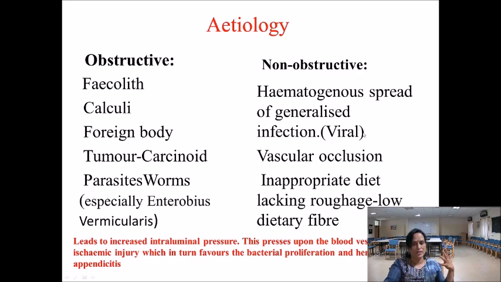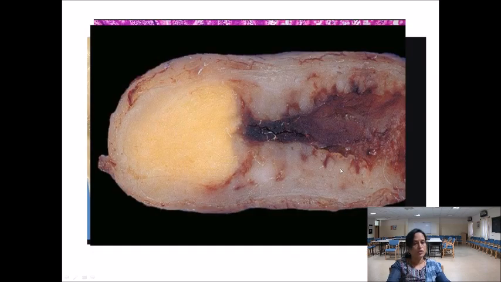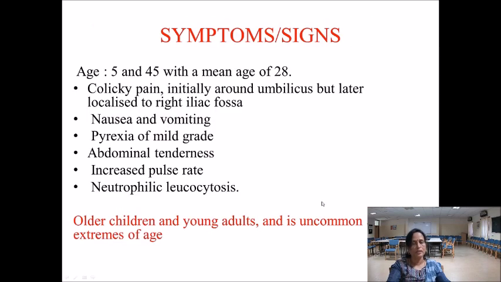So what happens when there is obstruction? It leads to increased intraluminal pressure, and this presses on the blood vessels. The blood vessels are there in the outer wall, so when something is causing pressure from inside, that compresses them. So there is ischemic injury, which in turn favors bacterial proliferation. And normally there is fecal matter, right? So that causes inflammation.